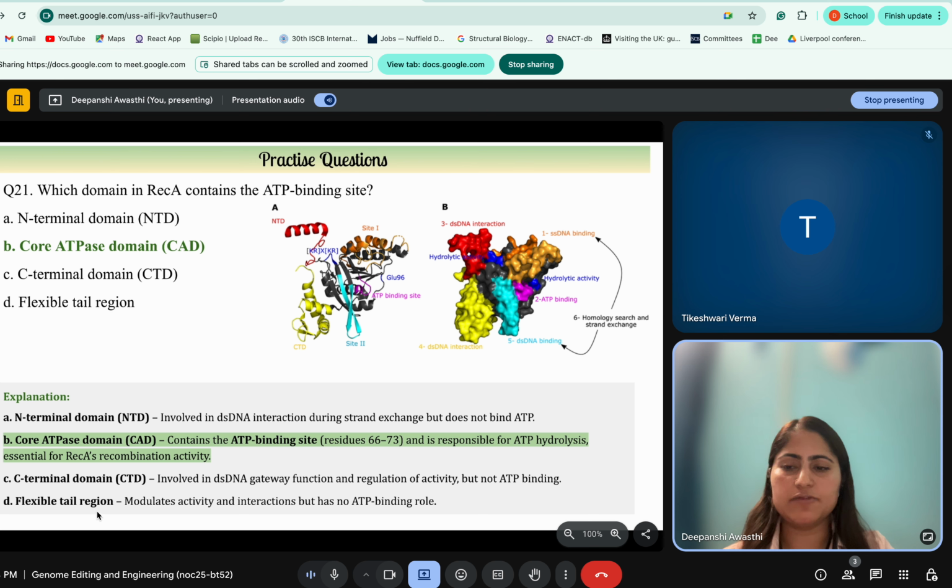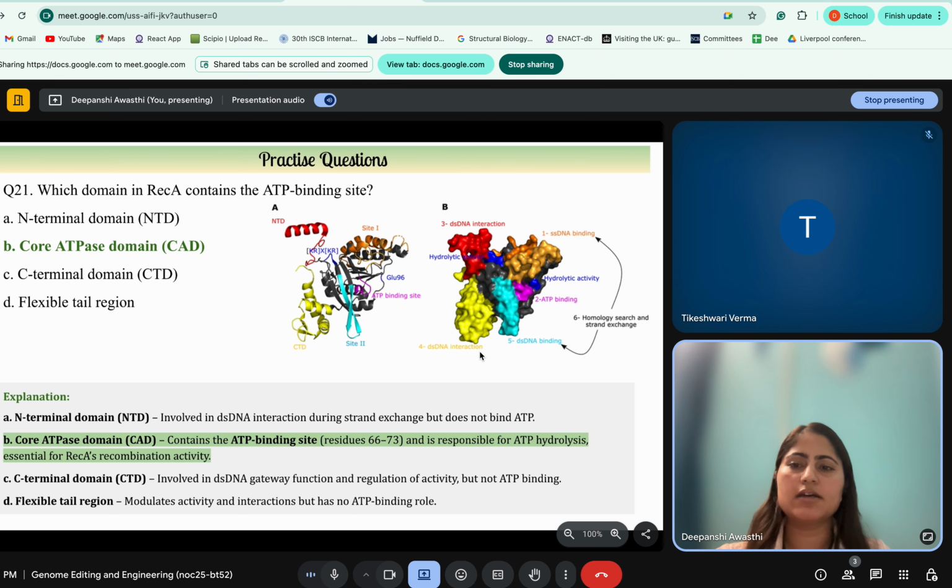And if we talk about the flexible tail region, it modulates the activity and interactions, but it has no role in ATP binding. If we talk about this C-terminal domain, then it is involved in double-strand DNA gateway function and regulation of activity, but it is also not involved in ATP binding. So you can see this yellowish part represents the C-terminal domain, and it has double-strand DNA interactions. So this interacts with the double-strand DNA.